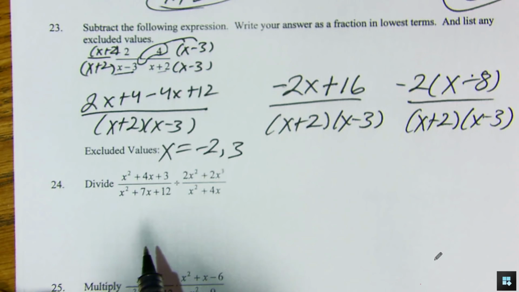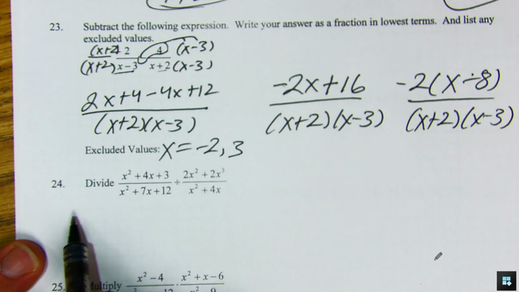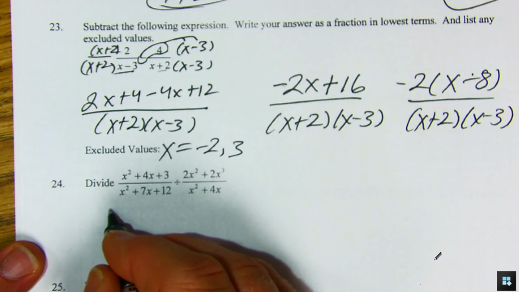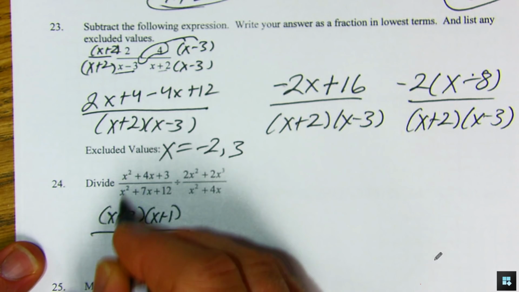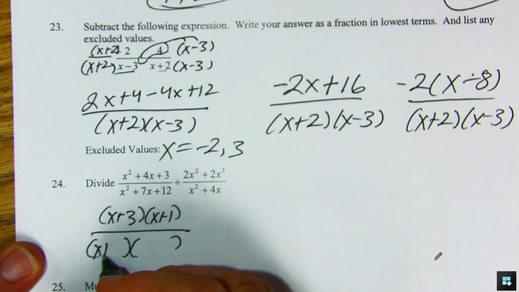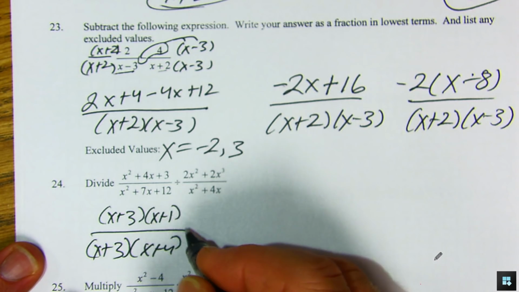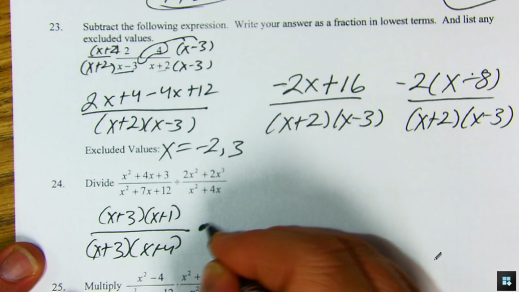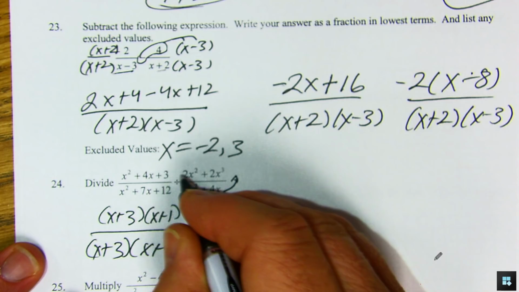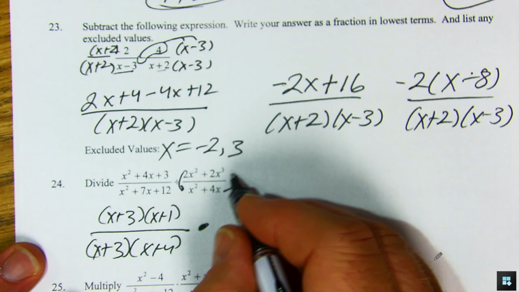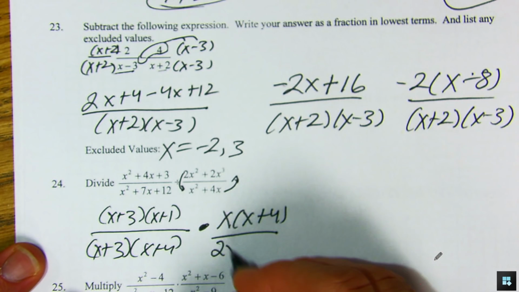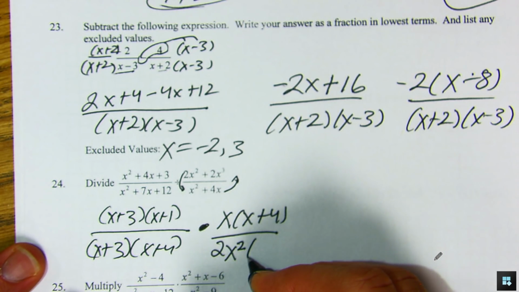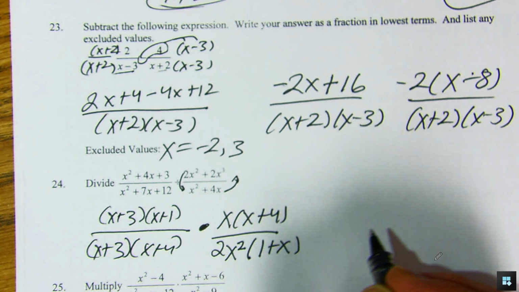Okay, divide. To divide, first thing you do is factor everything. So on the top, I'll get x plus 3, x plus 1. On the bottom, I get x plus 3, x plus 4. Divide. I'm going to change the divide to a times. Bottom's going to go to the top. Top's going to come down to the bottom. So on the top, I now get x times x plus 4. On the bottom, I'm going to get 2x squared times 1 plus x, which is the same thing as x plus 1.